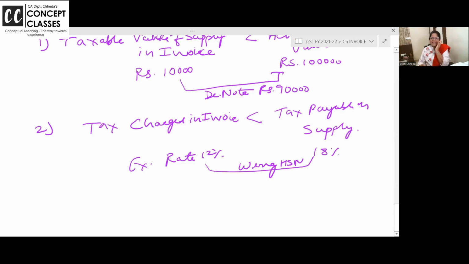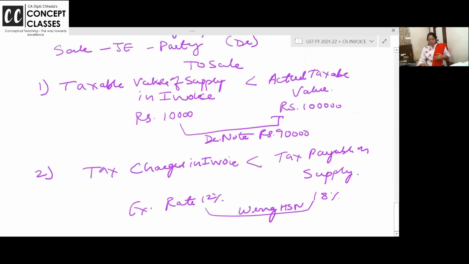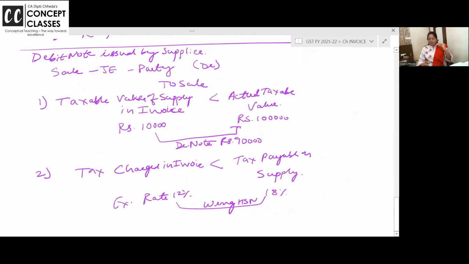Answer is yes. So what are the two cases wherein, और इसको एग्जाम में कैसे याद रखेंगे? सेल की एंट्री. What is the sale entry? पार्टी टू सेल. पार्टी को क्या कर रहे हैं? डेबिट. और सेल की वैल्यू, increase the sale value, more debit. Increase the tax charge to the party more. Party, you have to pay me 112. No, party, you have to pay me 118, 6 rupees more. So whenever I am debiting the party more, it is debit note.